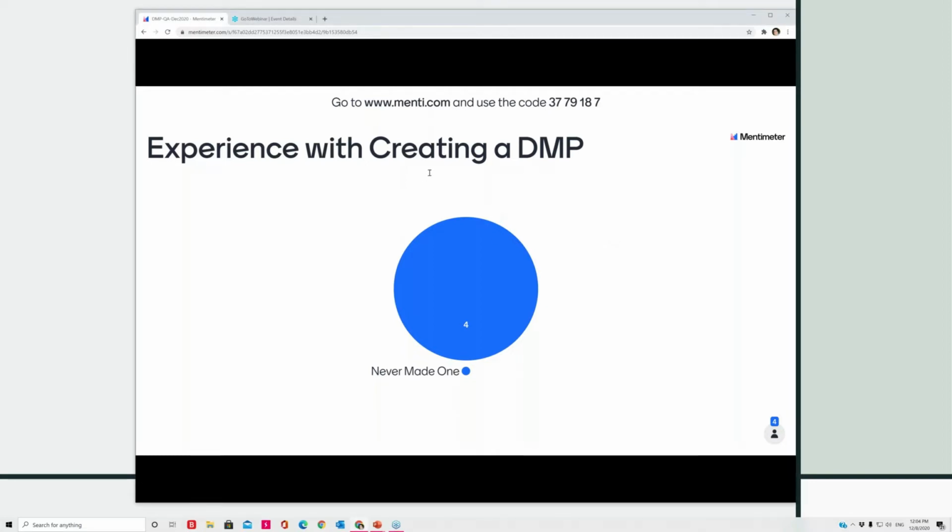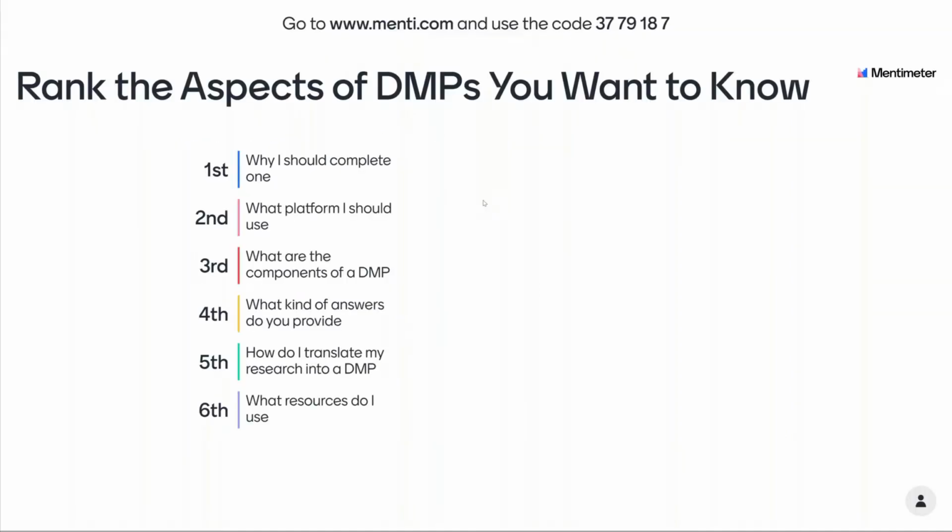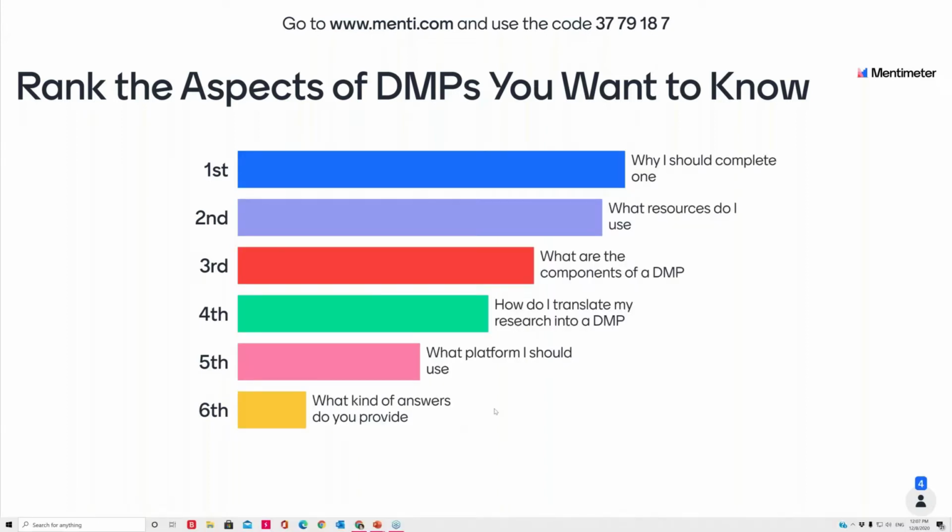So we're going to move on to the next slide here. This is for you to let me know which aspects of DMPs you want to learn about. Okay, so of the 4 people that seem to be participating, it looks like the common one is people want to know why they should complete one, which is a pretty common question. And then the resources that are available to you to fill one out. And then what are the components, which we'll talk about as well. And then how to translate my research into a DMP. That one's going to be a bit tricky for me, and I'll explain why in a little while, but we'll see what we can do there. And then the platform is what we're going to talk about next. And then what kind of answers you provide, and that's also a bit tricky, but I will see what I can do. All right.